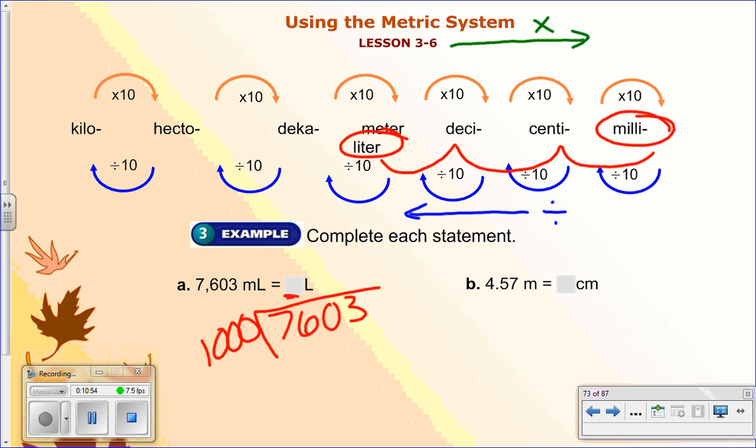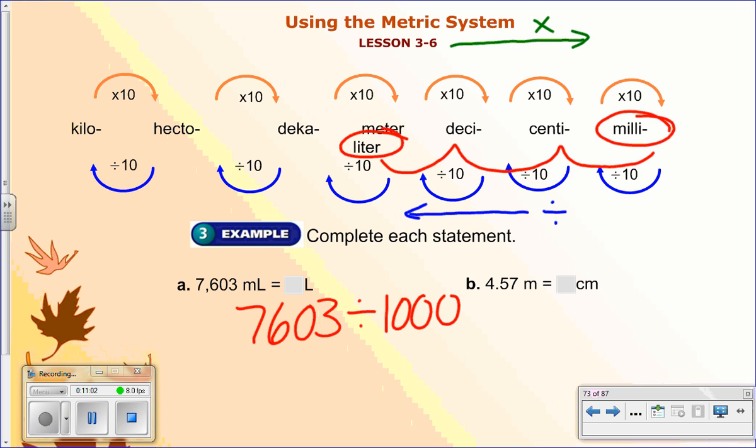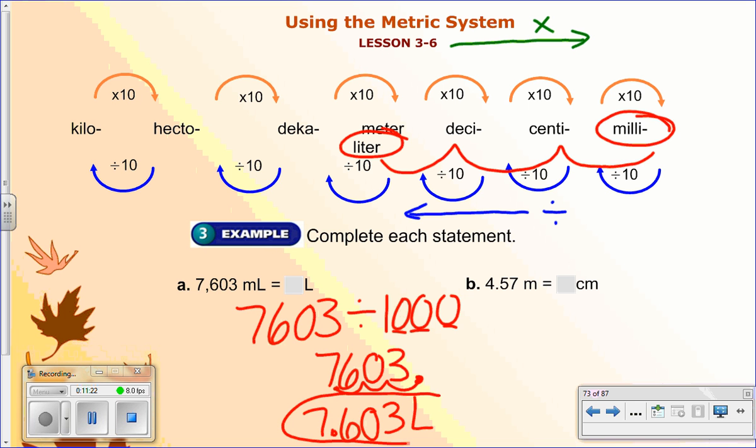So again, I'm going to do this the way I talked about in your warm-up today. We know we're dividing by 1,000. So I figure out where my decimal place is on this, which is right here. And if you divide, again, you go that way, 3 zeros. 1, 2, 3. So 7,603 milliliters is equal to 7 and 603 thousandths liters.